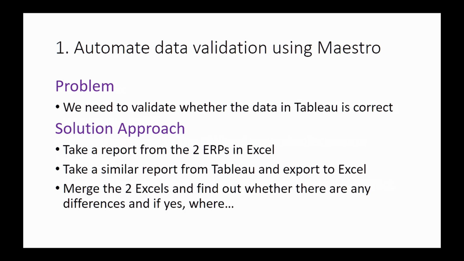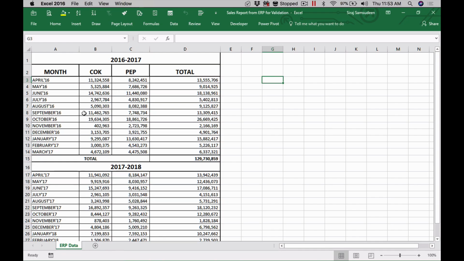So I'll show you the source data, the report from the ERPs, as well as the report from Tableau, and then what output I'm looking to generate, and then we will get into Maestro. So here is the sales report that came from the ERP. This is based on real customer data. So I've scrambled the numbers, and gave the names that you can easily recognize, I hope.